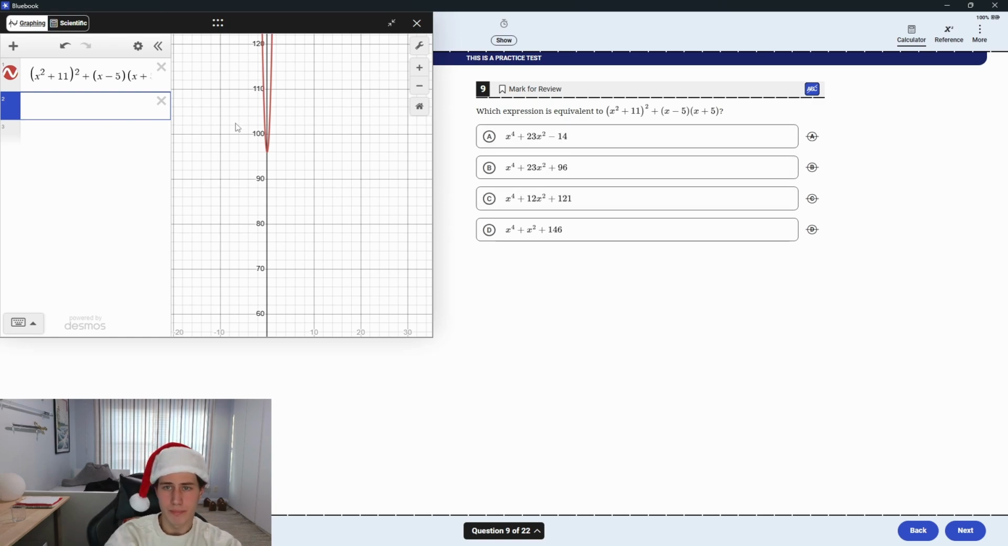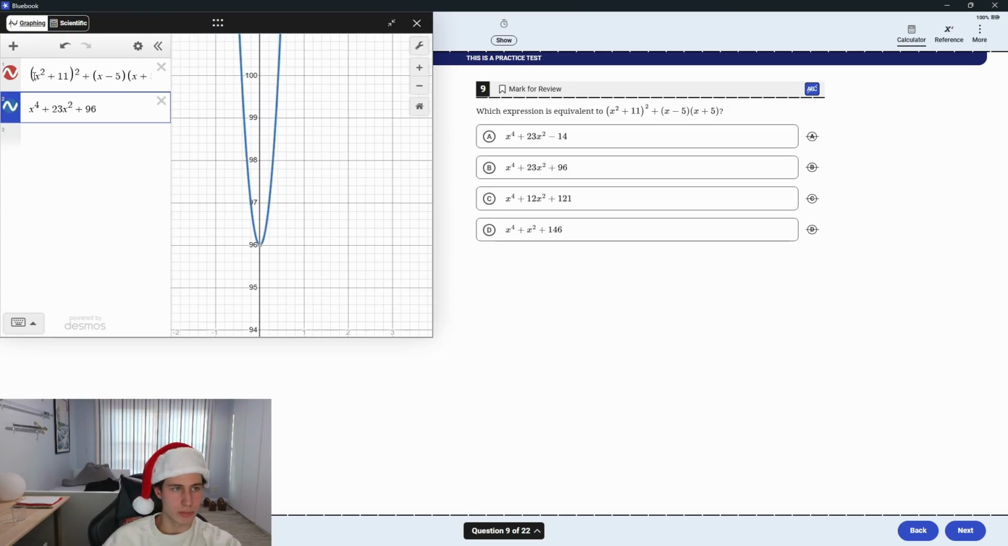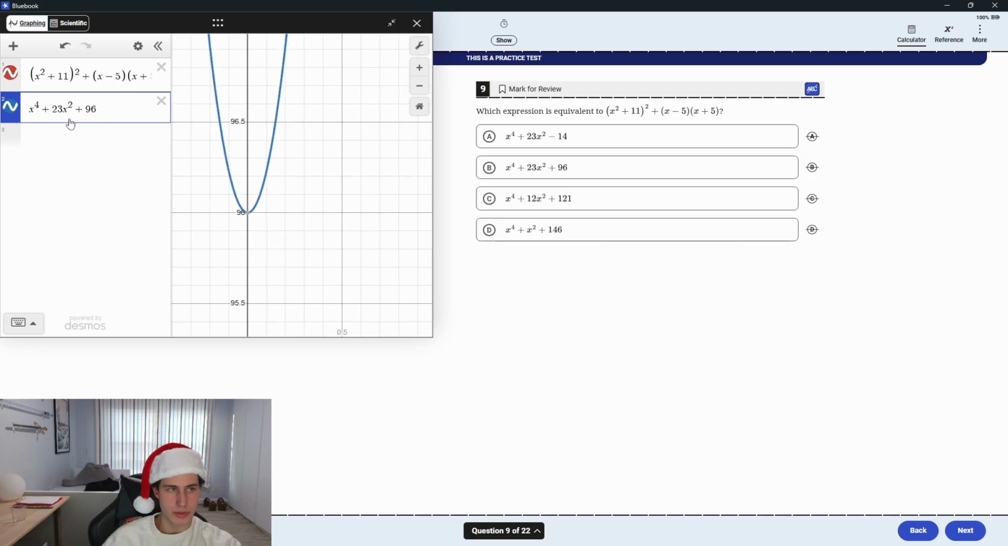We can check it. So we'll just try all the different answer choices. So we'll do x to the 4th plus 23x squared minus 14. That clearly doesn't work. We can do plus 96, which actually matches up perfectly. So that's our answer choice.